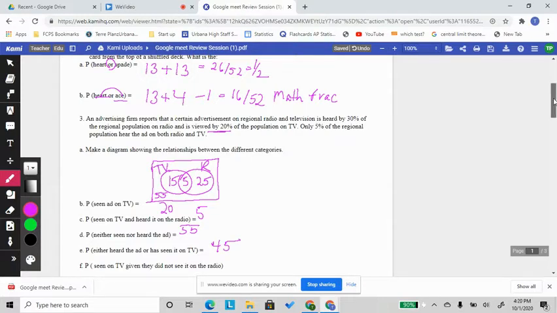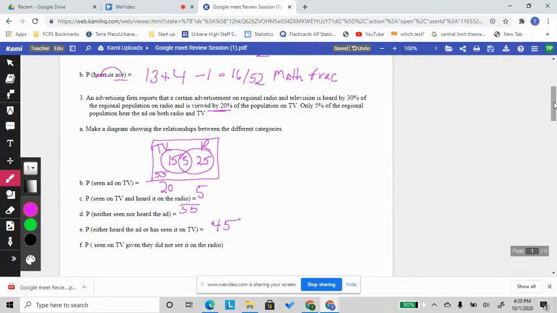All right, now the given. Seen on TV, given that they did not see it on the radio. Okay, so they didn't see it on the radio. So anything in radio is not given. So I'm going to cross that out. So not radio. Given they didn't see it on the radio, so I cross out the radio. And now my total is going to be 10, 5, 6, 70. So it's out of 70. That's my new denominator. And I saw it on TV. So 15 out of 70.